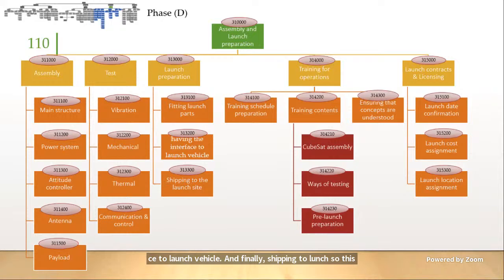These 3 steps actually need well-trained staff, so a training schedule and training contents preparation, as well as ensuring that concepts are understood, will be required. Training contents may include how assembly and testing and pre-launch preparation are performed. Finally, the launch process requires some contracts and licensing, such as launch date and launch cost and location assignment. And the next slide, Haitham will complete.